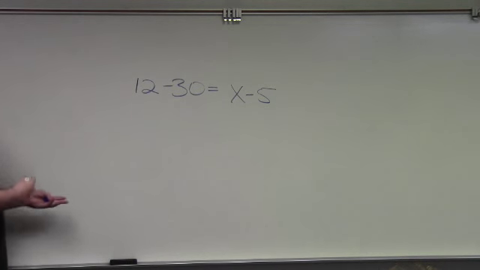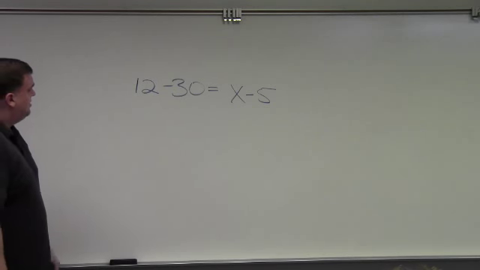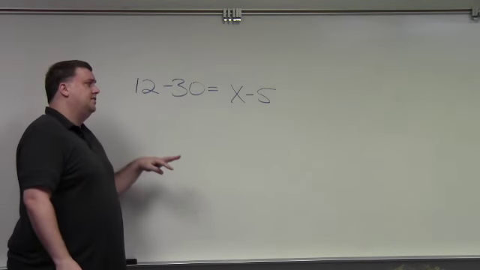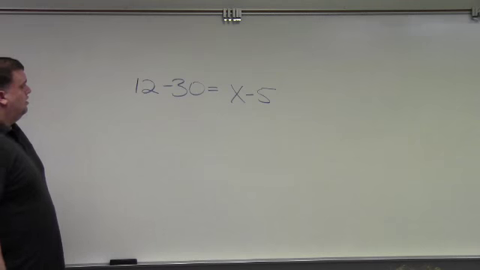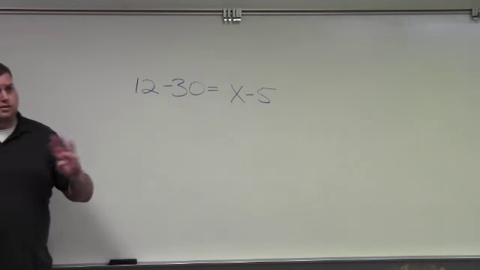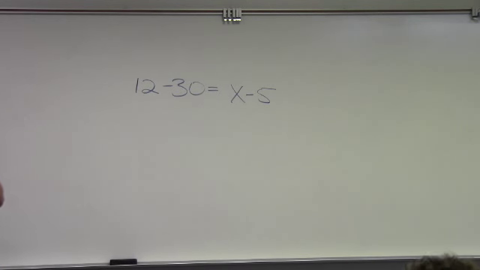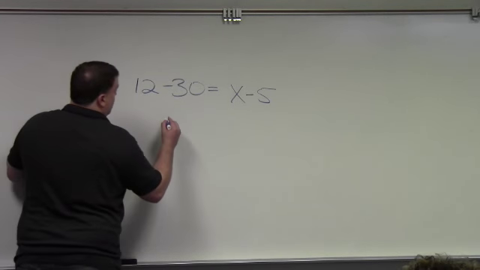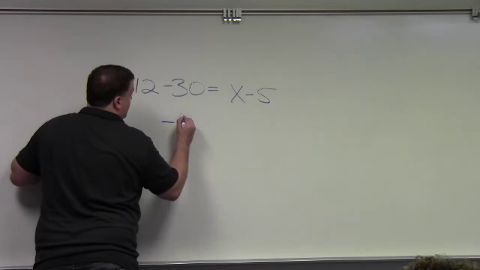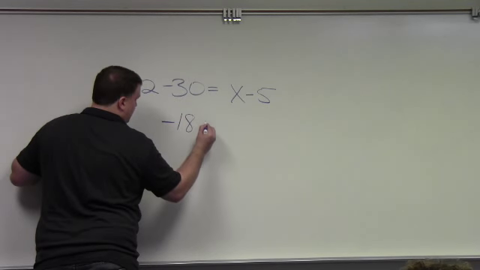There's no parentheses. We don't have to worry about using the distributive property. No fractions or decimals. Can I add like terms on any one of the sides? Yes, on the left side, right? What's 12 minus 30? Negative 18, okay.